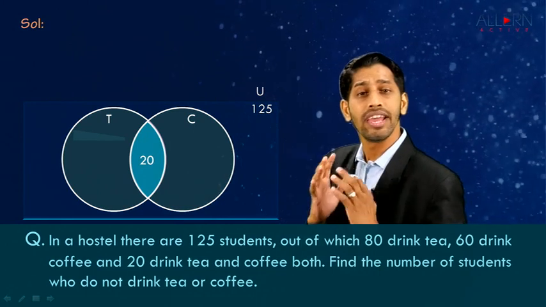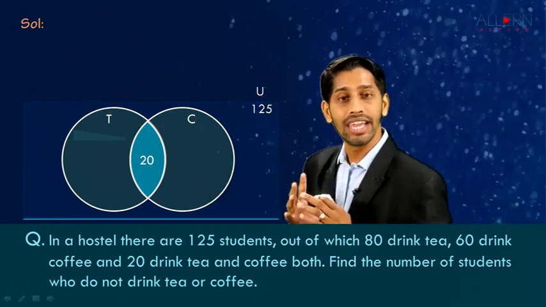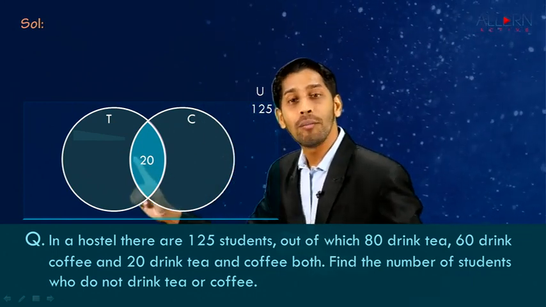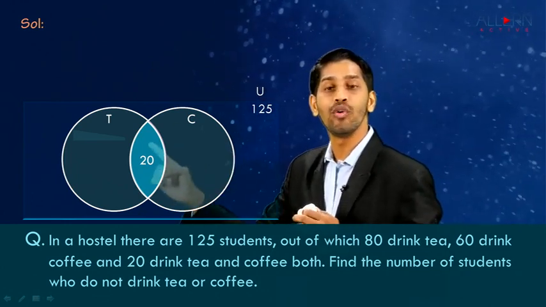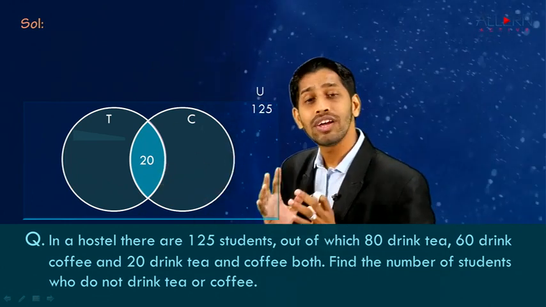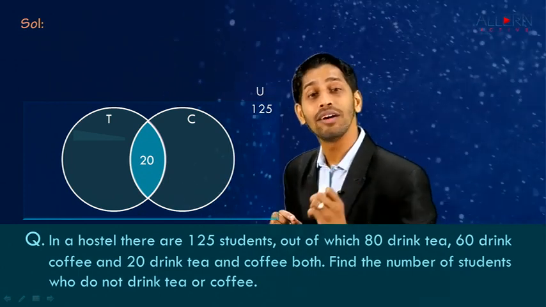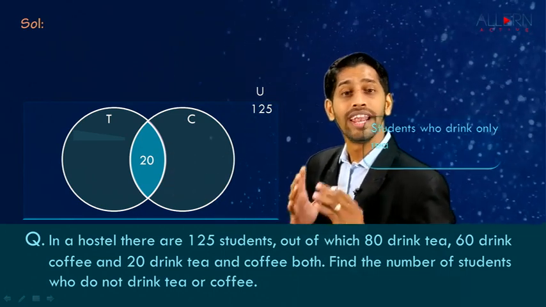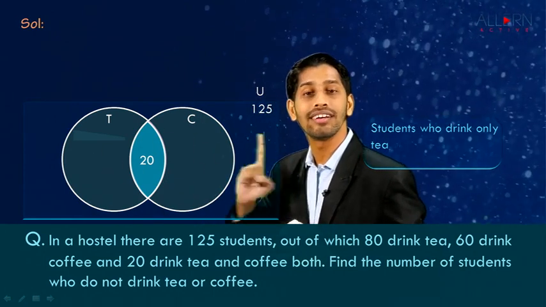Now, if you observe here, this circle represents students who drink tea, this circle represents students who drink coffee, and the common part represents those students who drink tea and coffee both, which is 20. So whenever we draw a Venn diagram, child, remember one thing, we need to always write that number which is common, and here it is 20. Now let's understand what number we should write inside this circle T and this circle C.